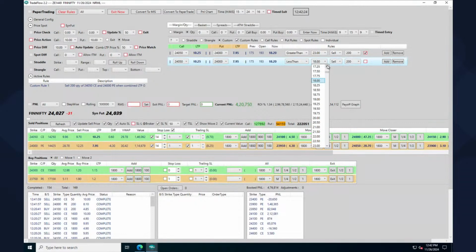I'll give feedback to Amit, probably to give some sound other than this one. Right now, I had put one more condition: if it is below 16, I'm going to sell some more. And if it is above 23, again, I'm going to sell this.